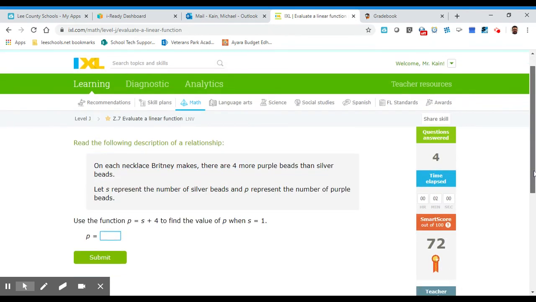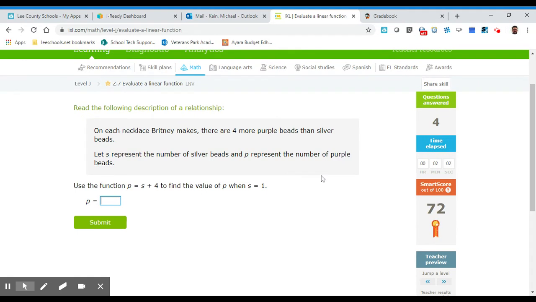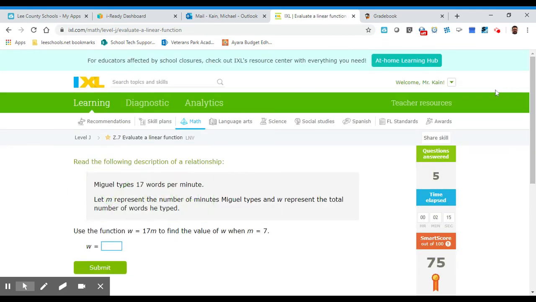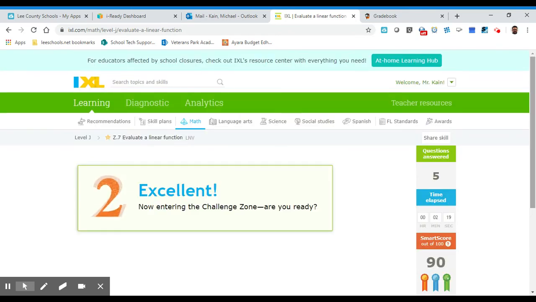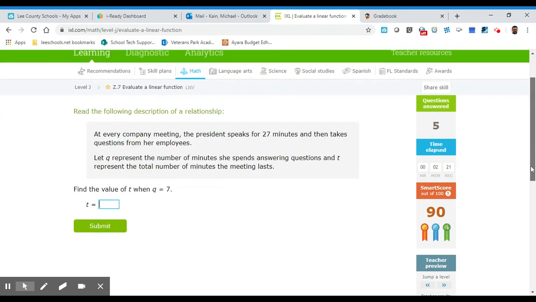Okay, so now we have word problems, but at the bottom here, it gives us the function, and it says s equals 1. So if I put 1 here, 1 plus 4 is 5. Okay, jump up another level. Let's keep going up. All right, so it goes from 1 to 3. All right, so find the value of t when q equals 7.